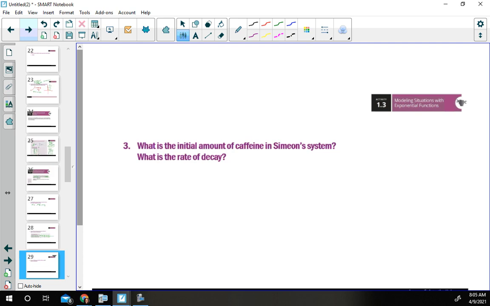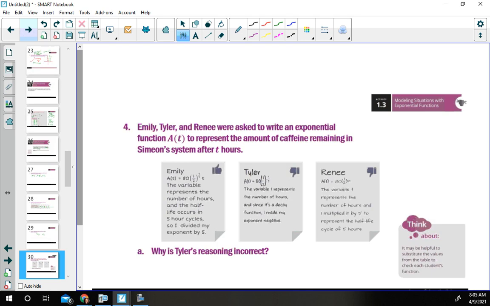What is the initial amount of caffeine in Simon's system? 80 milligrams. What's the rate that we're decaying by? We are cutting it in half, so I'm going to put r equals 1/2. The rate that we're going by is a half. I'm cutting it in half. Notice I did not put divided by 2. We are multiplying times a half.